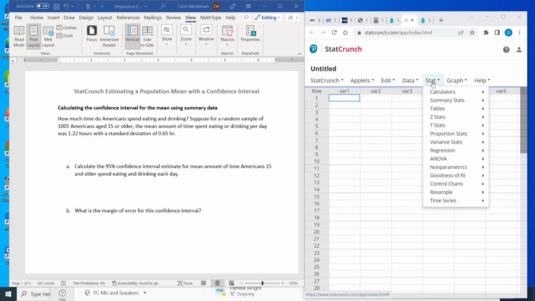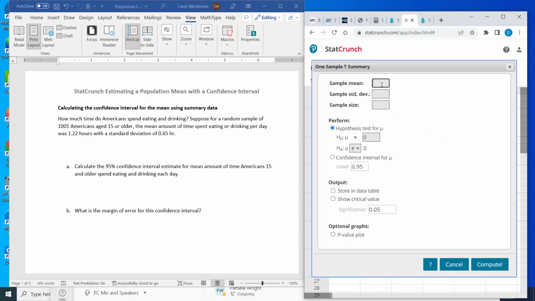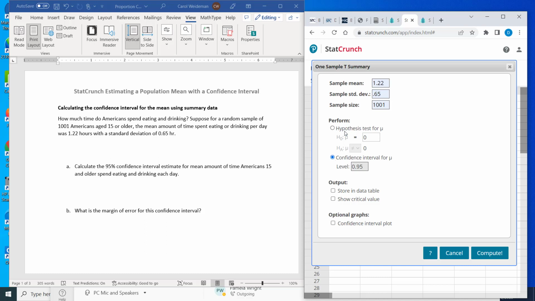I'm going to go to Stat, and I don't know the population standard deviation, so I'm definitely using T-stats, and I've got one sample, and I've got summary data, because if you notice in the input screen here, I've got the sample mean, which was given to me as 1.22, and the standard deviation from the sample was given to me as 0.65, and my sample size was 1,001. And we want to do a 95% confidence interval, so similar to what we did before for proportions. We go down here under perform and we select confidence interval, this time for mu rather than for the population proportion. And make sure you've got the right confidence level there and compute.